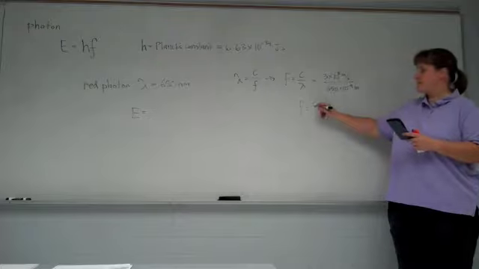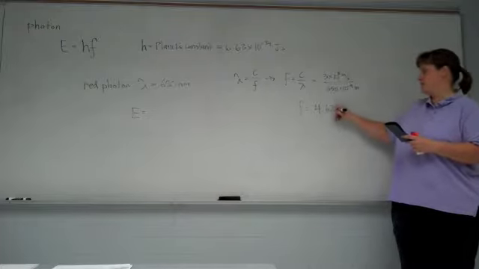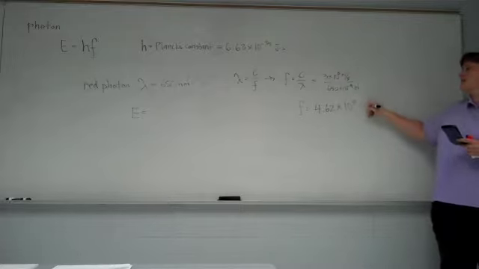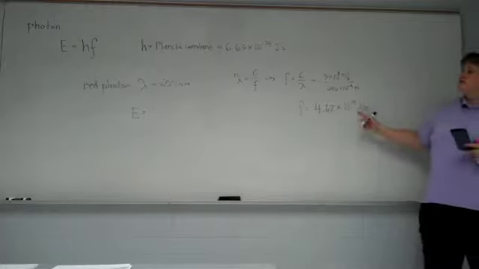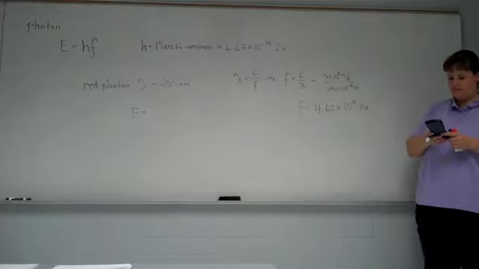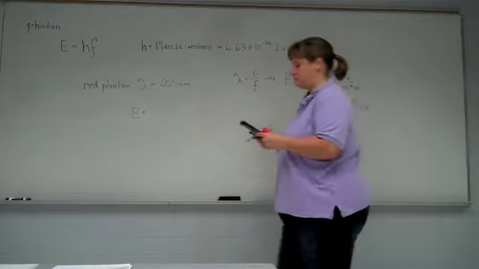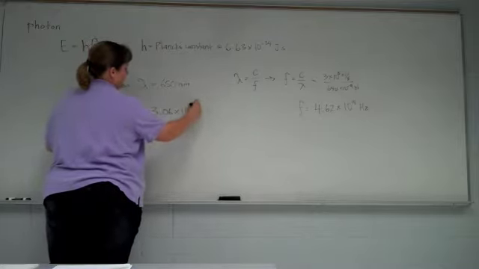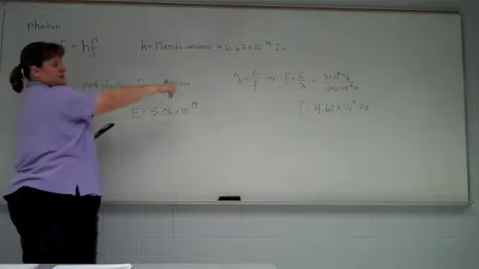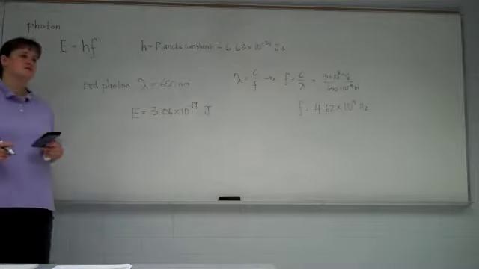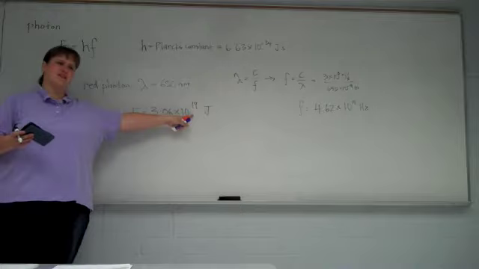So the frequency of this particular red photon, 4.62 times 10 to the 14th. The meters cancel, 1 over seconds is the same thing as hertz. To find the energy, we simply need to multiply this frequency by Planck's constant. Units, when we multiply joules times seconds times hertz, which is 1 over seconds, the seconds cancel, so that gives us joules. So one single photon, very, very tiny amount of energy.